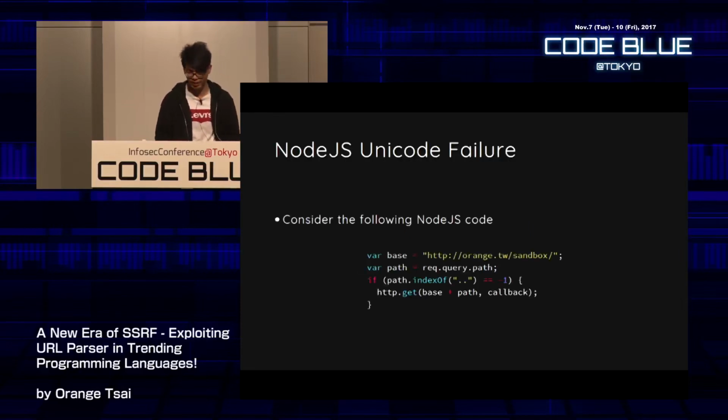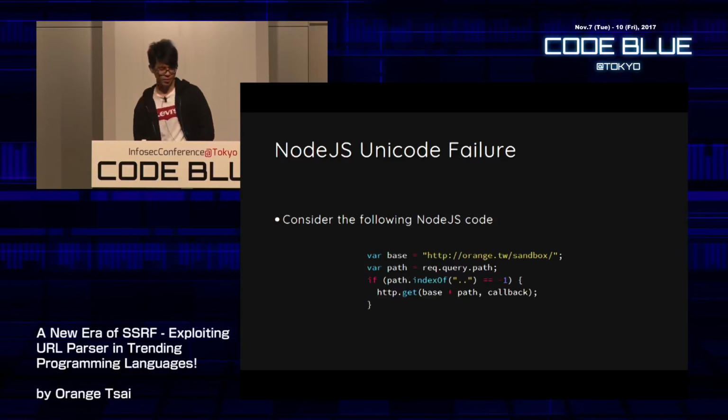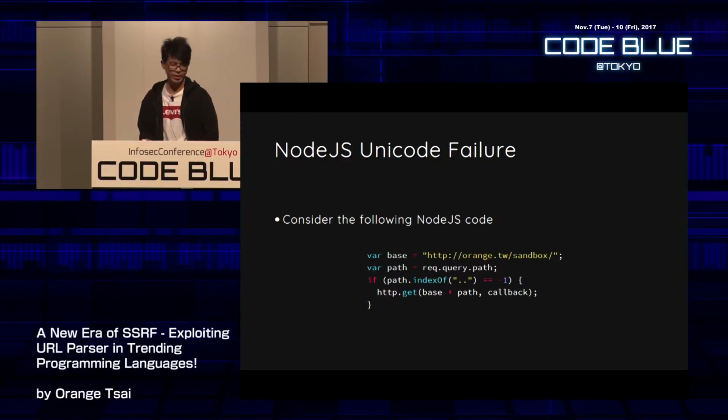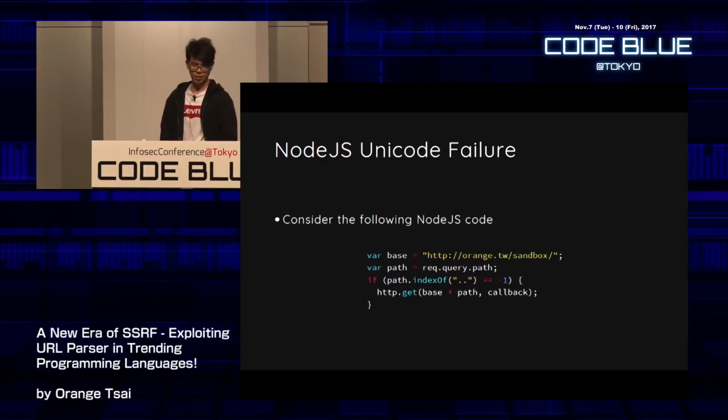The next attack vector is about the Unicode failure on Node.js. Look at the following code. In order to prevent directory traversal, the code checked there is no ../ in the path. So you can't access the file outside the sandbox directory. The question is, if there is a password file on the web root, how to access the file? Does anyone have an idea?